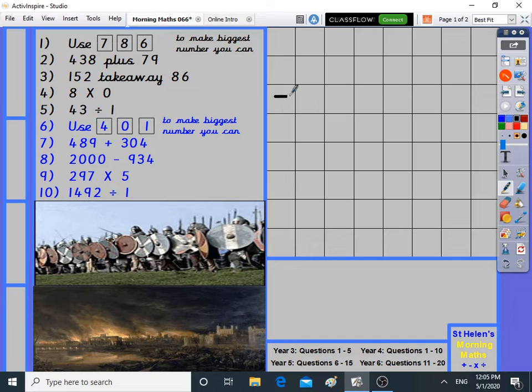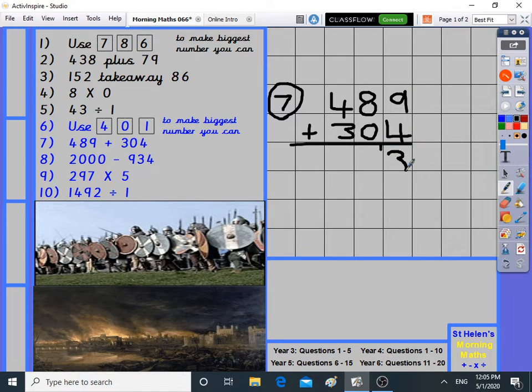Number 7, 489 plus 304. Careful with our lining up. 9 plus 3, 13. 8 plus a little 1, 9. 4 plus 3, 7. Number 7 was plus. The first number got bigger, 793.